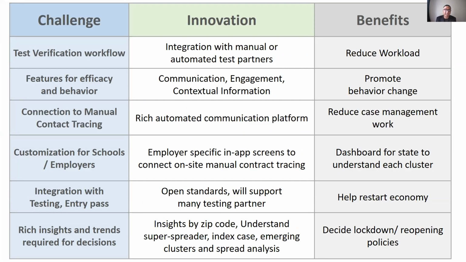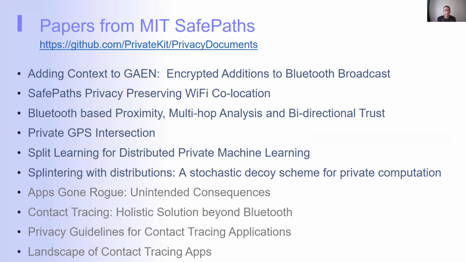And the reason why we think taming this pandemic is not just about exposure notification is that we have many challenges listed here on the left. Test verification, behavior, connection to manual contact tracing, integration with testing, many rich insights, and they require a lot of innovations that many researchers and scientists in this field would love to work on. It's just that it has never been deployed at such a scale, and that's why we need these open source, open standard platforms. I won't go into the detail, but we can have a conversation about this later on.